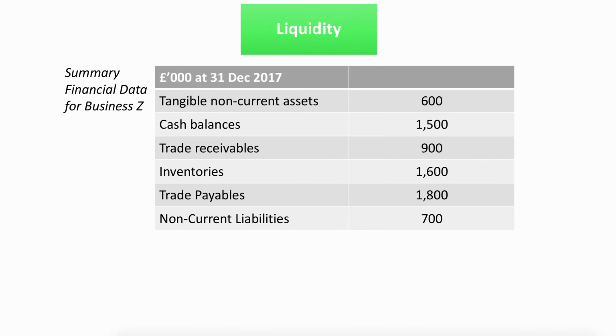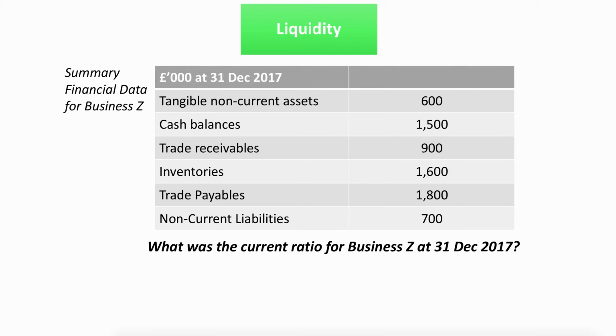Okay, here's a quick example for us to have a go at. So there's some data that's been drawn from the business, from its balance sheet or statement of financial position. Have a go at calculating the current ratio for business Z based on that data. Pause the video and have a go.